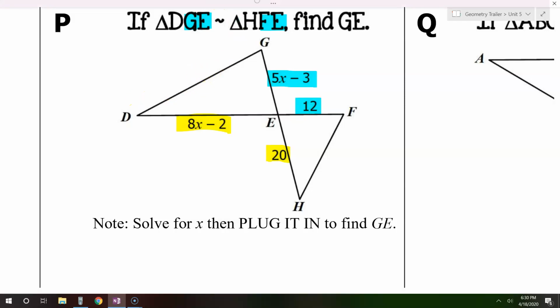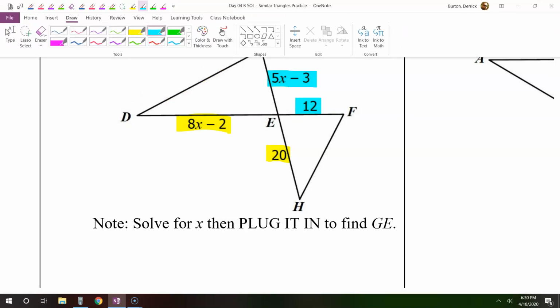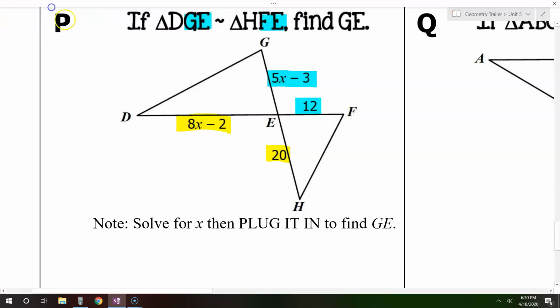Okay, now pick one triangle to be new and one to be old. It matters not which. I'm going to call this one new, and I'm going to call this one old. It doesn't matter which one you do, but make sure when you set up your equation, you do it in the form new over old is equal to new over old.